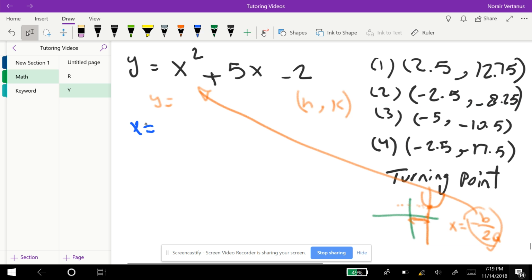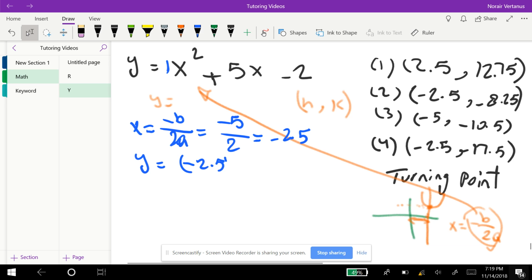First thing, x equal to negative b over 2a. That's equal to negative b, which is negative 5, over 2a. a is 1, so 2 times 1 is 2. That's going to be negative 2.5. So if you substitute that into the equation, y is going to be negative 2.5 squared plus 5 times negative 2.5 minus 2.